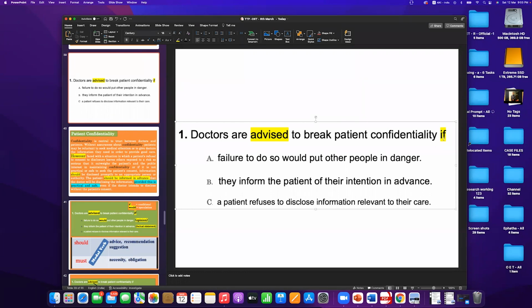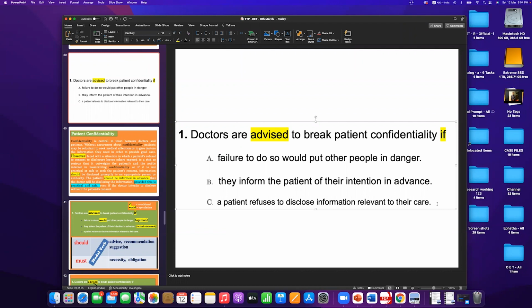Option A, failure to do so would put other people in danger. Option B, they inform the patient of their intention in advance. Option C, a patient refuses to disclose information relevant to their care. Okay, the patient doesn't disclose anything, he doesn't speak at all. Can you break the confidentiality? No. The patient keeps mum and doesn't reveal anything. Is there a question of breaking the confidentiality then? No. Which means option C is not at all relevant.